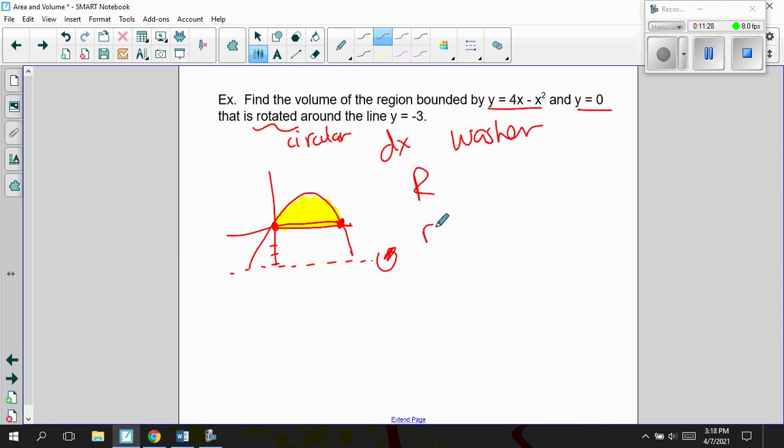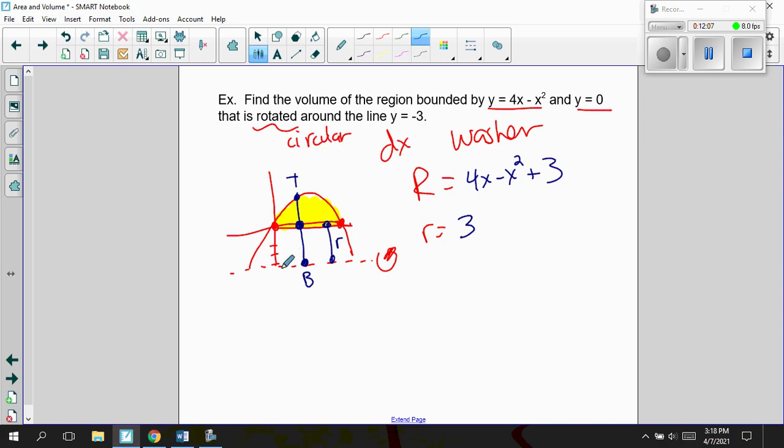One recommendation was maybe do your radii separate, and then put it all into the integral at the end. So my outer radius is being defined by my parabola to this dotted line. So the height to my axis is my parabola, and then there is 3 more to the next part. The other way to think about it is top function minus bottom. Your top is your parabola minus -3, which is your +3. My inner radius here would just be 3, because it's 0 minus -3.